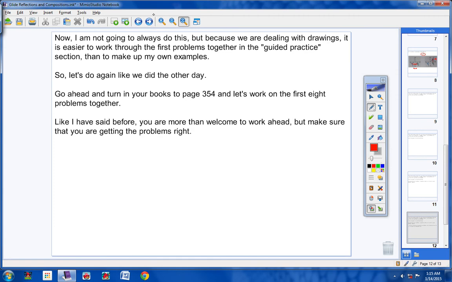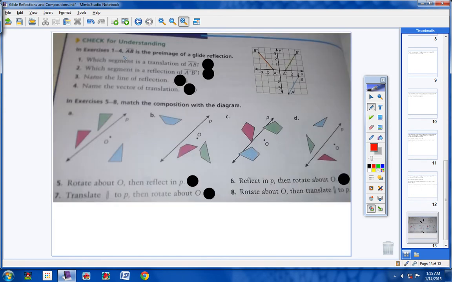Now, like I have said before, you are more than welcome to work ahead, but make sure that you are getting the problems right. If you miss them, find your mistake, okay? Now, I'm not sure how you can really take notes on this, and maybe you won't, but you can still work on these problems somewhere in your notes or on a separate sheet of paper. I would definitely prefer that you take notes on these in your notebook, okay?